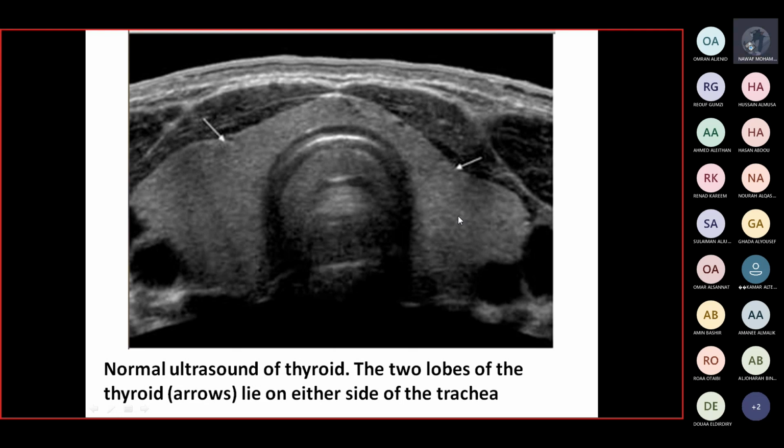It's the left lobe. And this is the isthmus. And this is the sternocleidomastoid. So again, this is a normal ultrasound of the thyroid. You can see both lobes on both sides connected by the isthmus in the center.